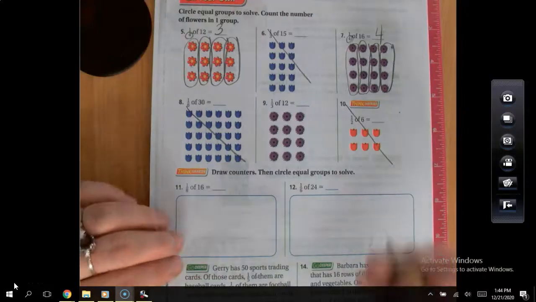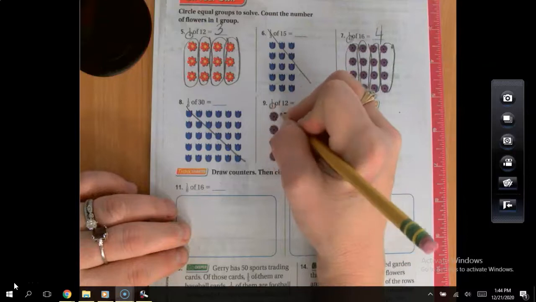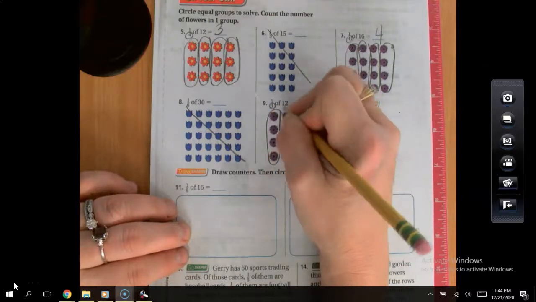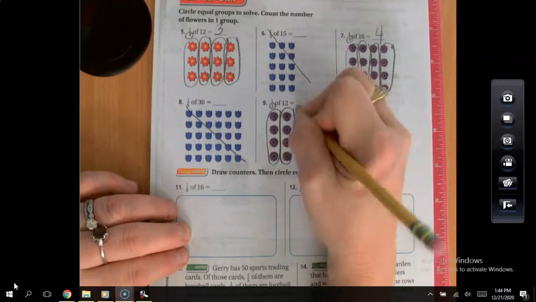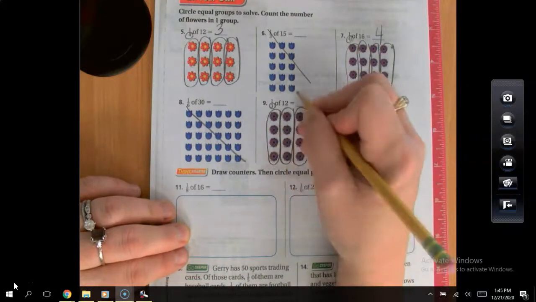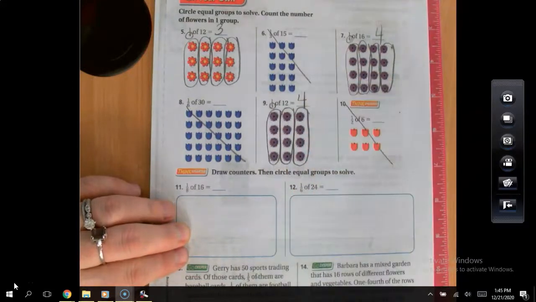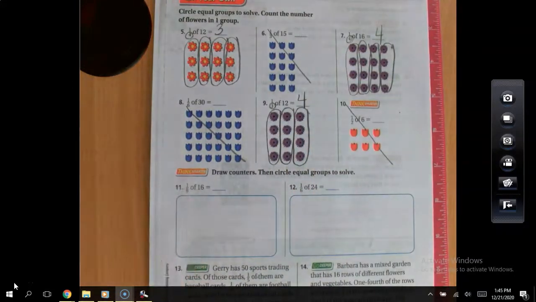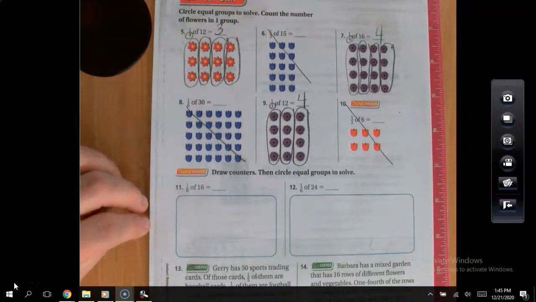All right. I know I need to have 3 equal groups because that's what my denominator said. And how many do you have in each group, boys and girls? 1, 2, 3, 4. Very good. 4. 1/3 of 12 is 4. Fantastic job.